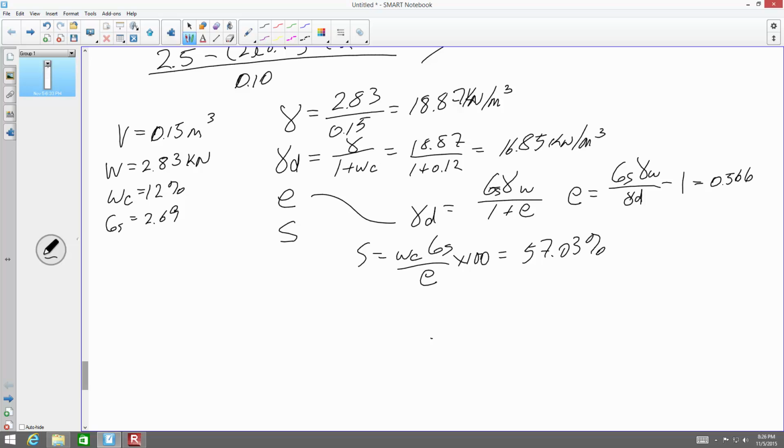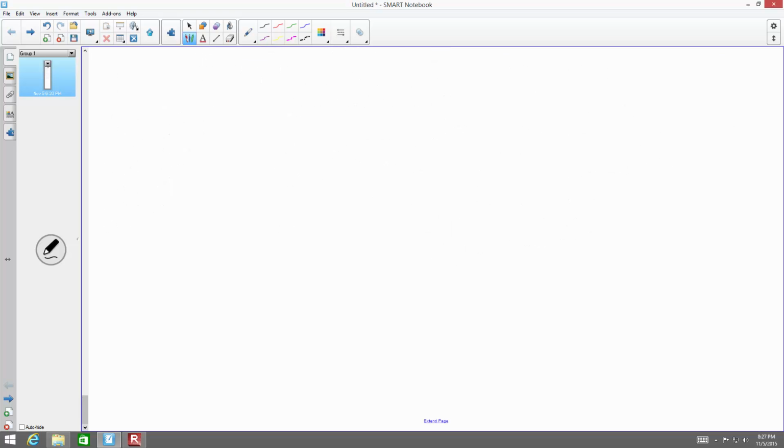Another flow net problem. I think you guys are doing pretty good on the flow nets. I don't think we need to worry about those again. That's that one. Here's classification one. Those would be pretty good. We haven't done any of those yet.